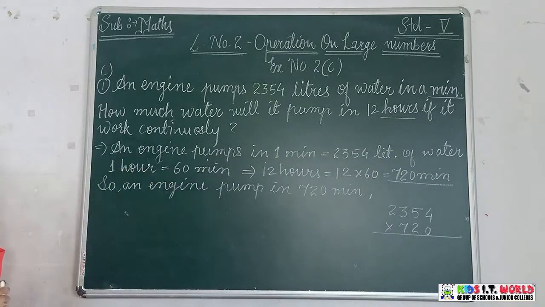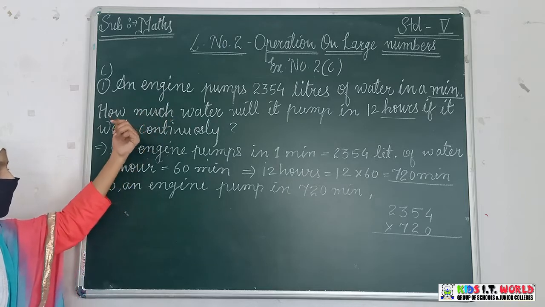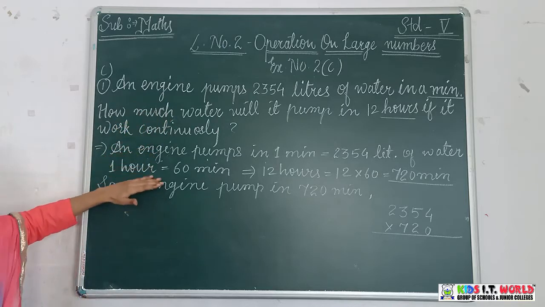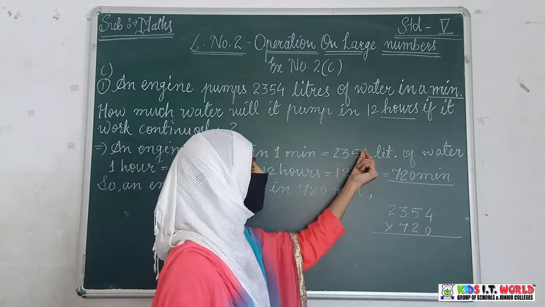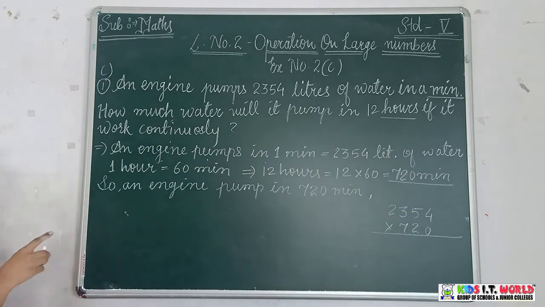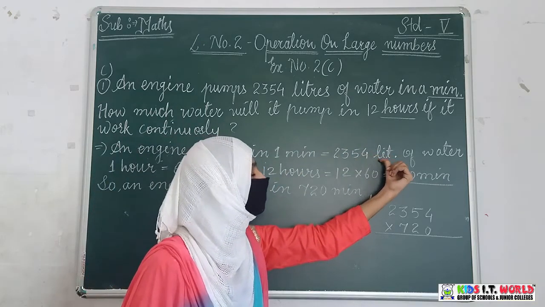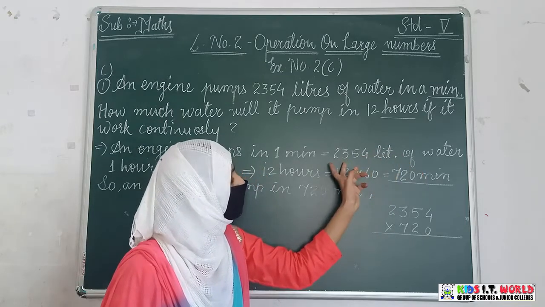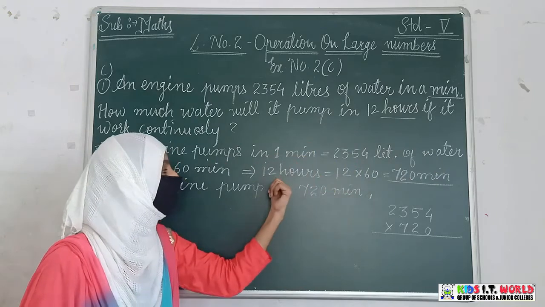So in the next step, what you will do for the word problems, first of all you have to read the word problem carefully, then collect the given data from the question. So an engine pumps 2,354 liters of water in 1 minute. Now what you have to find? You have to find how much water it will pump in 12 hours if it works continuously. But here the amount of water pumped in a minute is given to you, and you have to find it in hours.